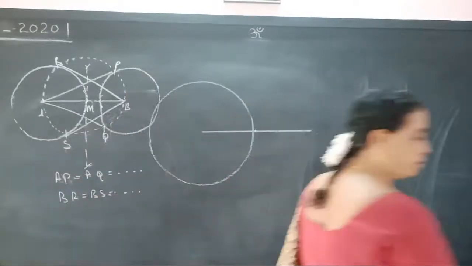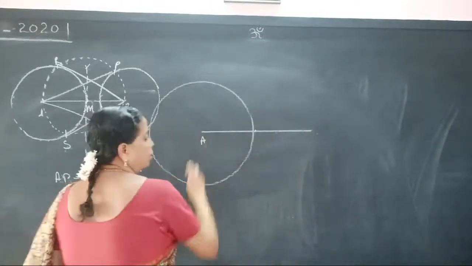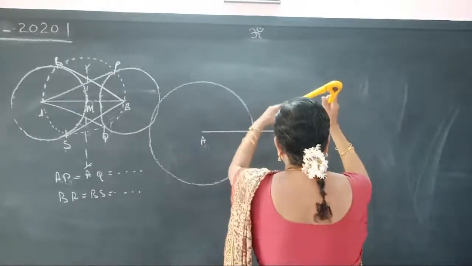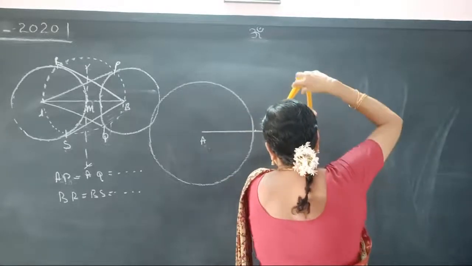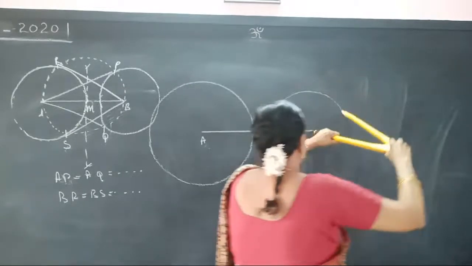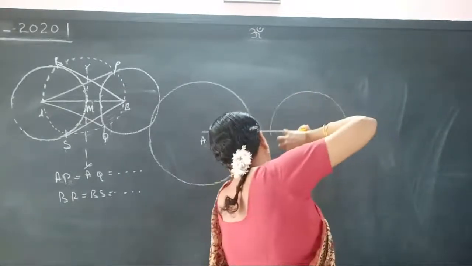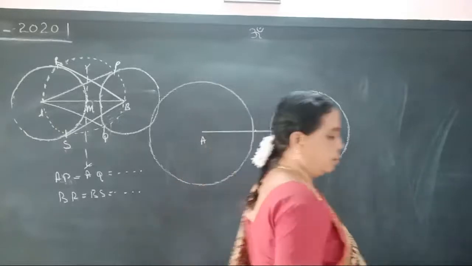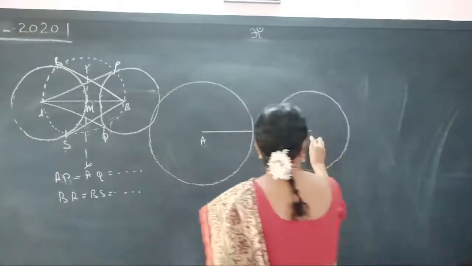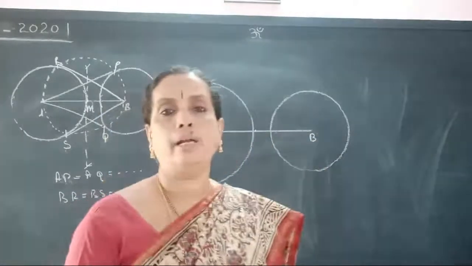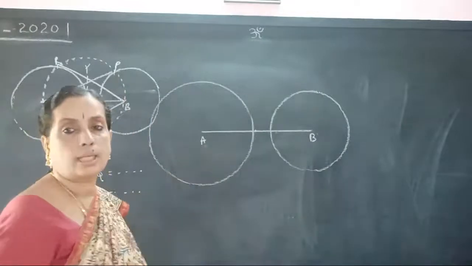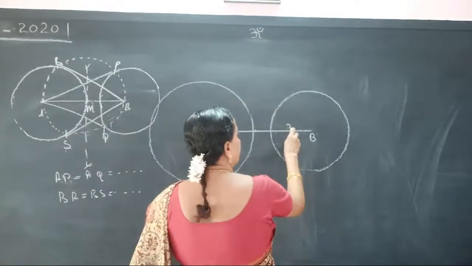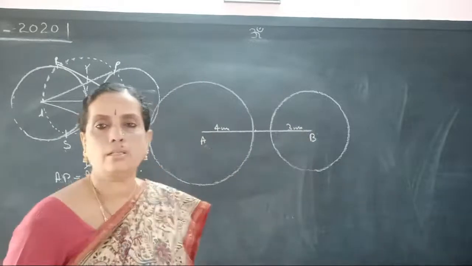Okay, this is with center A. Next, with center B, you have to draw another circle with 3 centimeter. 3 centimeter radius, draw another circle. Name the second center as B. After drawing AB line segment, with A as center, 4 centimeter radius, draw a circle. With B as center, 3 centimeter radius, draw another circle.